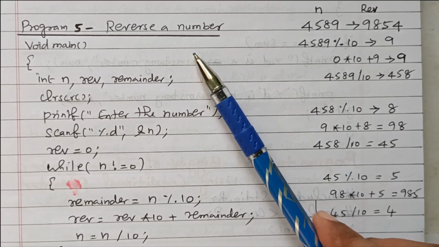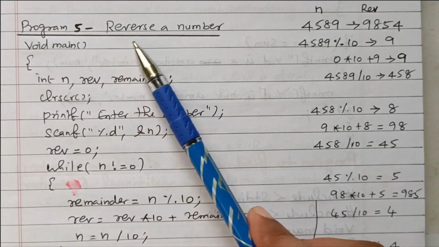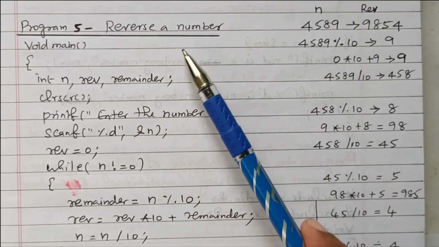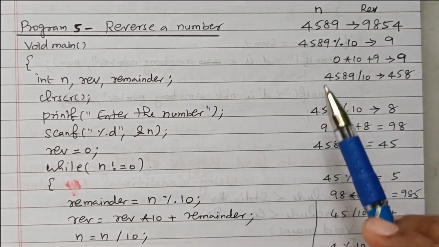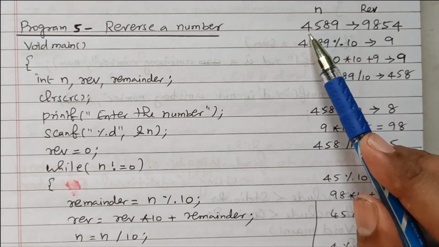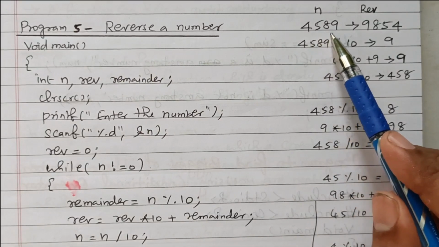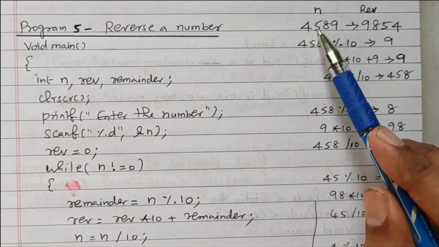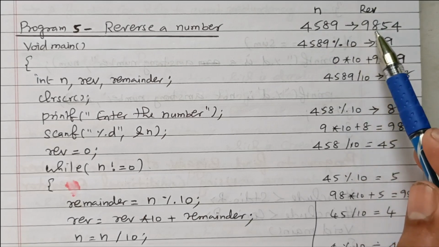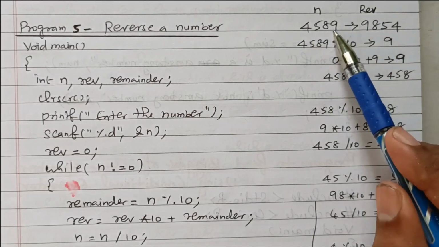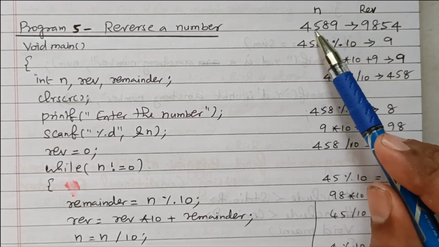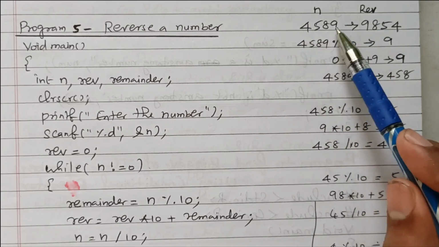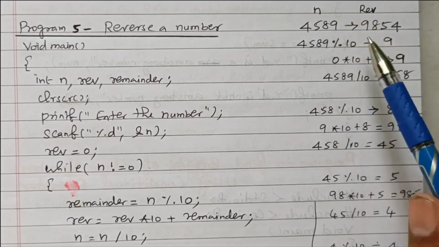Now we'll go to the topic. Program to reverse a given number using the C programming language. Let us consider the number n equal to 4589. We have to reverse the digits. That is 9854. We have to reverse the entire number. 4589 goes in reverse order as 9854.